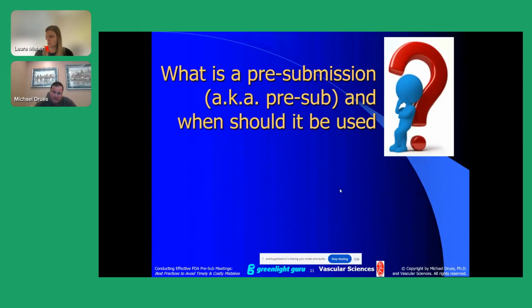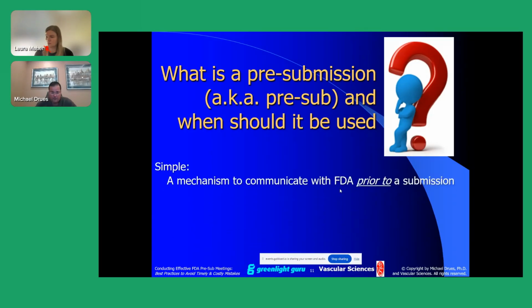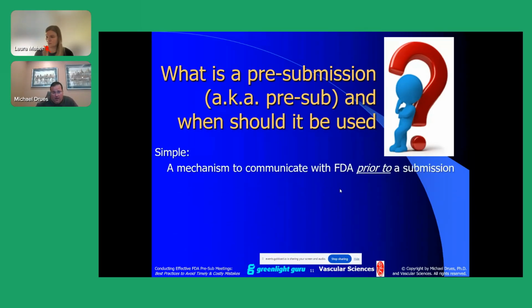So let's begin with the first question, and that is, what is a pre-submission meeting, also known as a pre-sub, and when should it be used? Well, simply put, a pre-sub is nothing more than a mechanism to communicate with the FDA prior to a submission. As we'll talk about in a moment, there are many ways that we can communicate with the FDA. The pre-submission is only one of them.